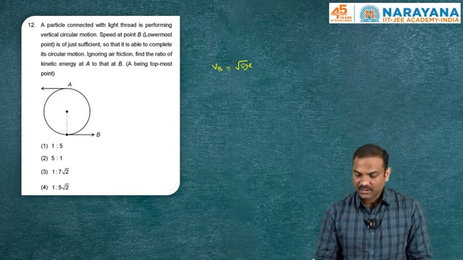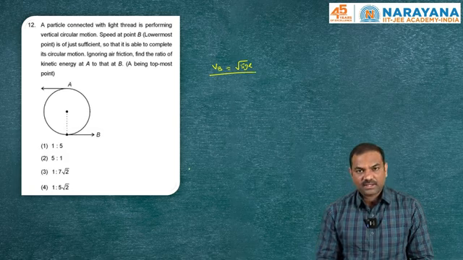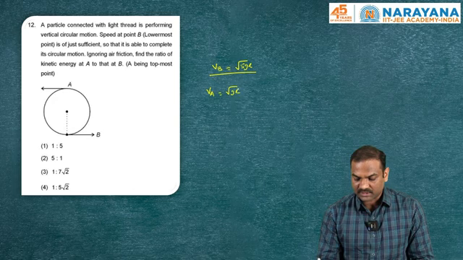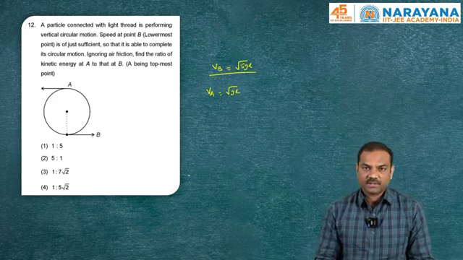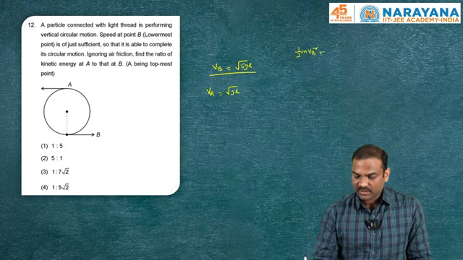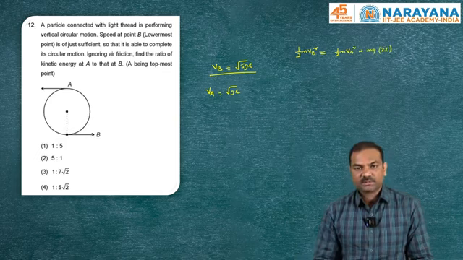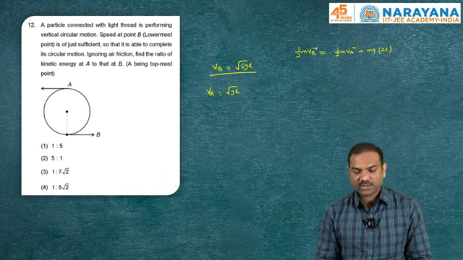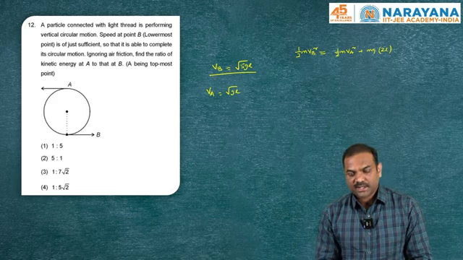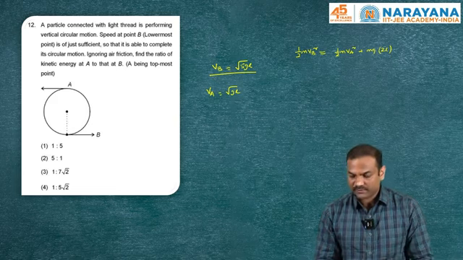So root 5GL at the lowest point. Then we know that at the highest point it will be root GL by simple conservation of energy. Or else you can write it this way: half m VB square is equal to half m VA square plus mg into 2L, which is energy conservation. Kinetic energy at B point is equal to potential energy plus kinetic energy at A point, because we are taking B as our reference.